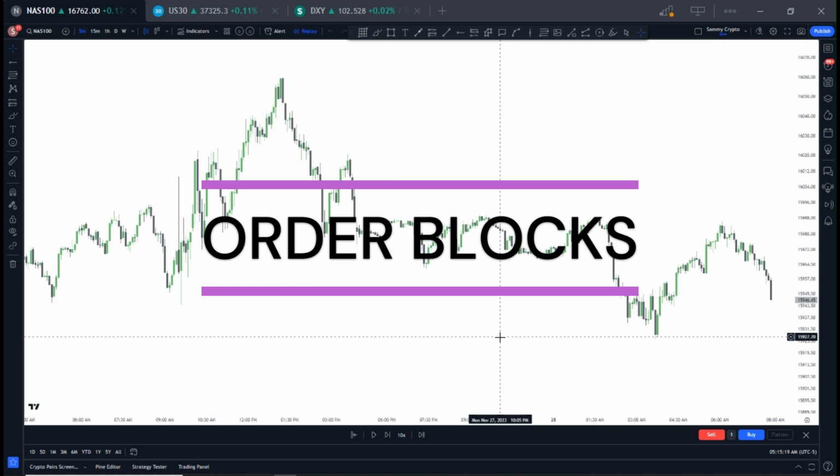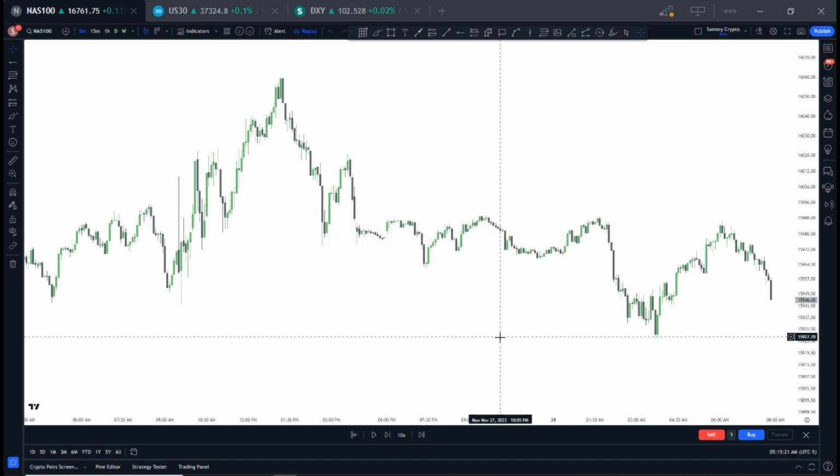Today we're diving headfirst into the world of order blocks. You know those mysterious zones on your chart that supposedly hold the key to market manipulation and fat stacks of cash. But are they legit? Are they just trader folklore? Well, buckle up because we're about to separate the hype from the high profit.